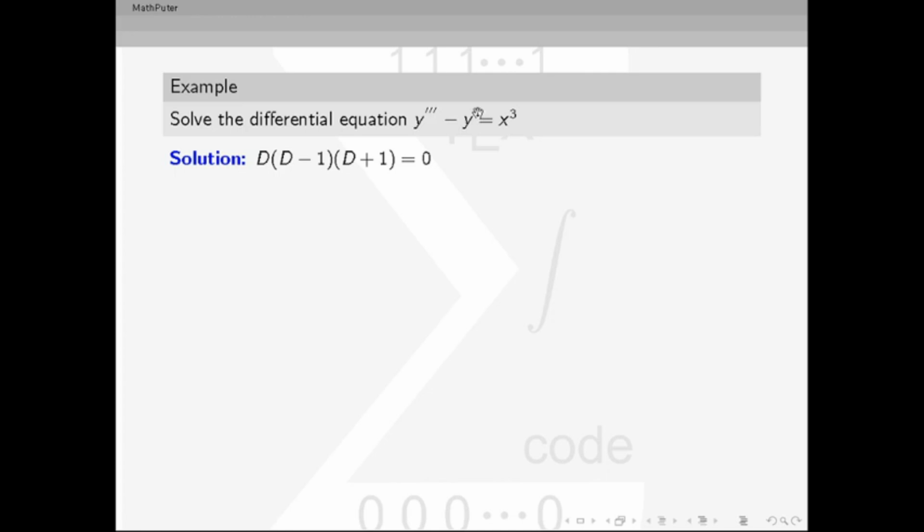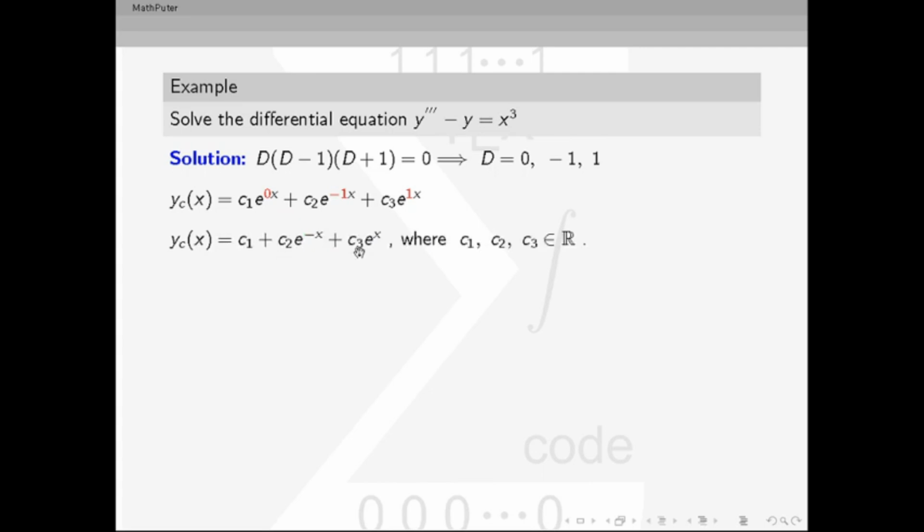So when I take D common, then it is D square minus 1. So this is D minus 1, D plus 1 equal to 0. Please make sure about the exercise. This is y dash, not y. Otherwise, this is not true. So it has three roots, 0, 1 and minus 1. So now how do we write the complementary solution? e raised to 0x, e raised to minus 1x and e raised to 1 into x. We multiply by the c1, c2 and c3. So this is nothing but c1 plus c2 into e raised to minus x plus c3 e raised to x, where the constants are real.